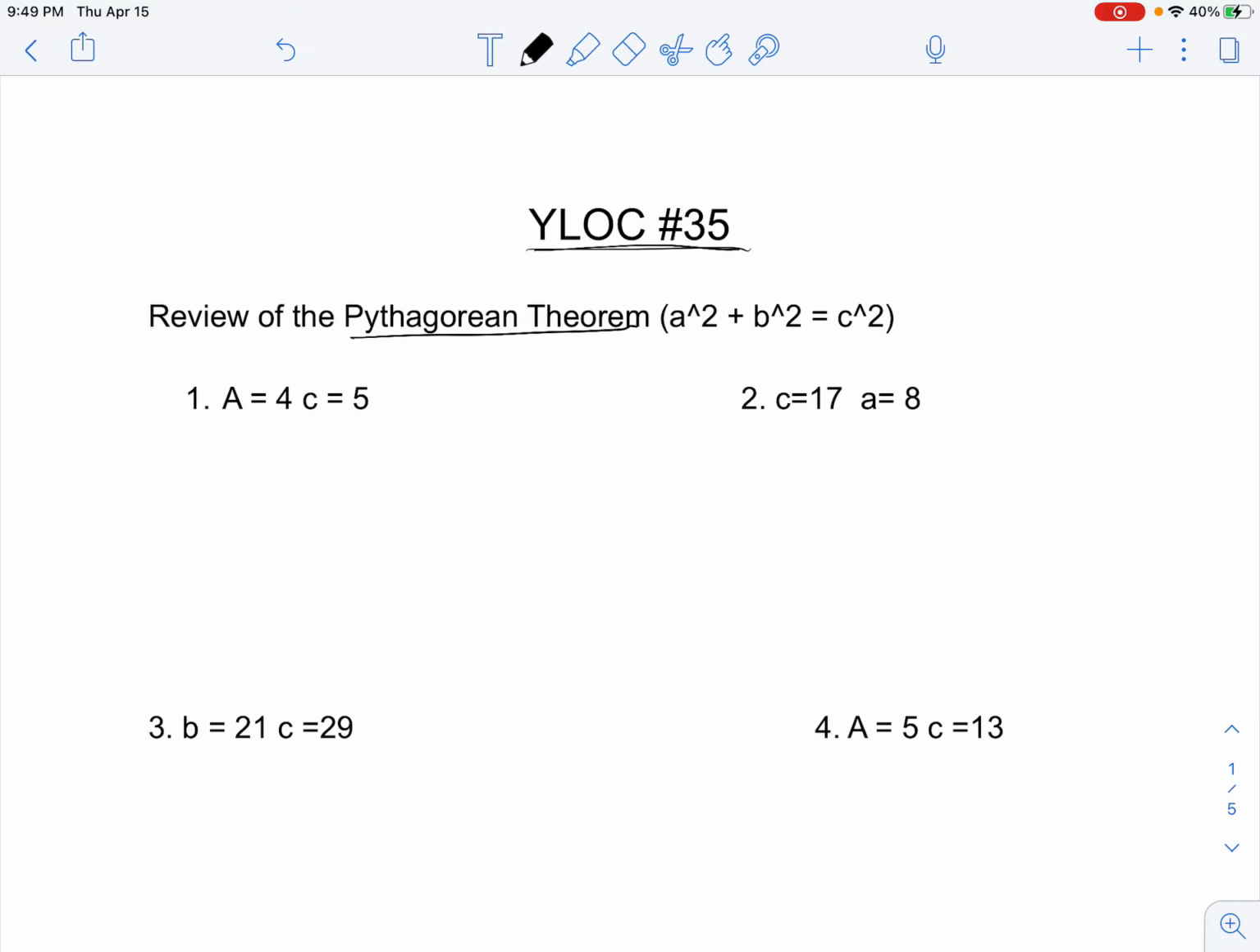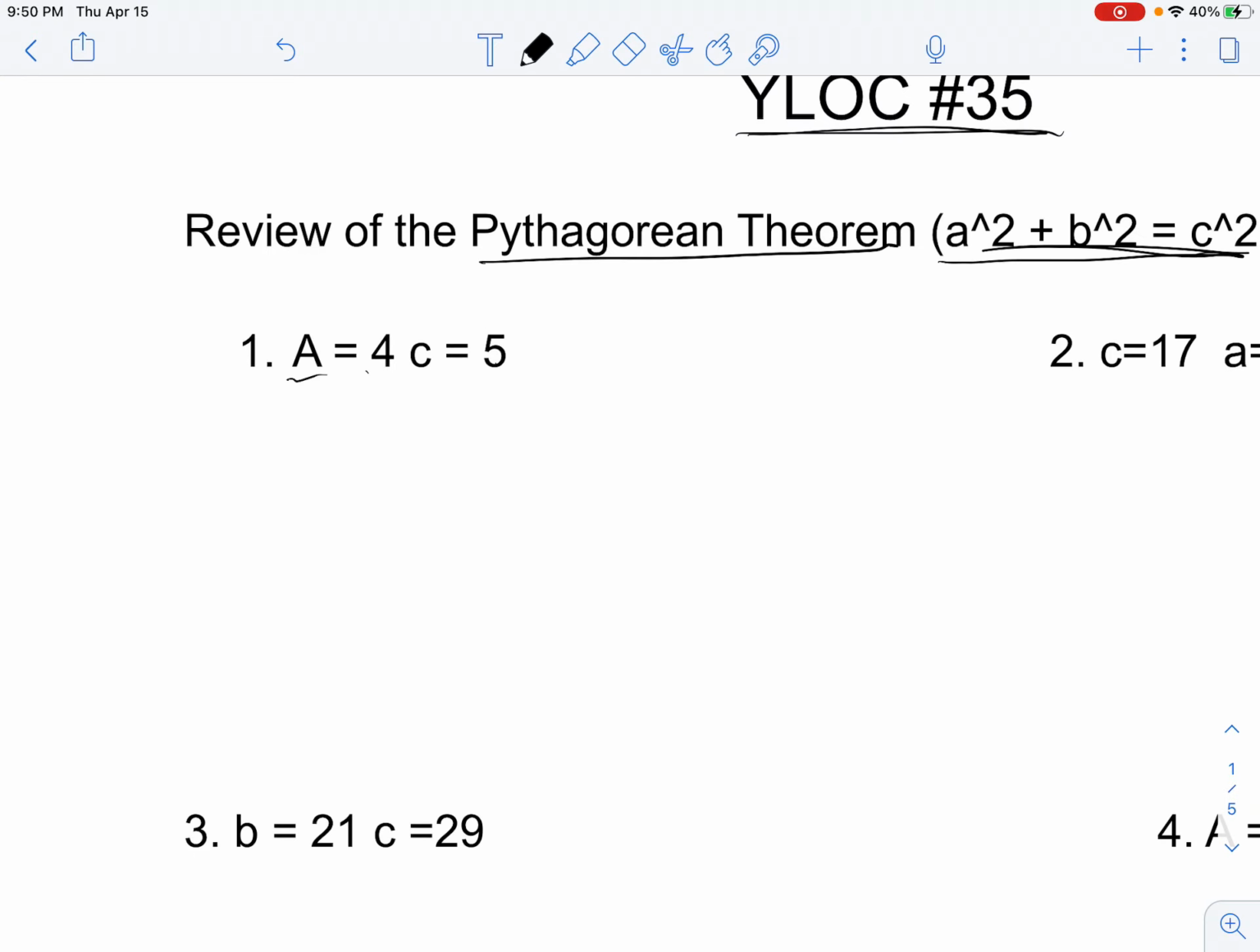So, Pythagorean theorem, and we're just using this equation once again. We have a is 4, so it'd be 4 squared plus b squared, because b is not there. We're trying to find out what b is, and we know that it equals c squared, which is 5. So we can replace it with 5 squared. 25 equals b squared plus 16.